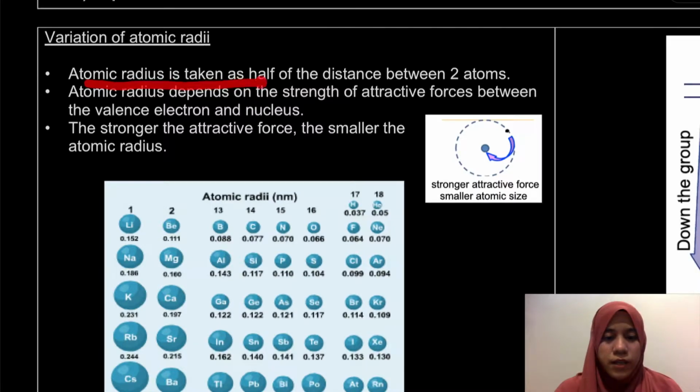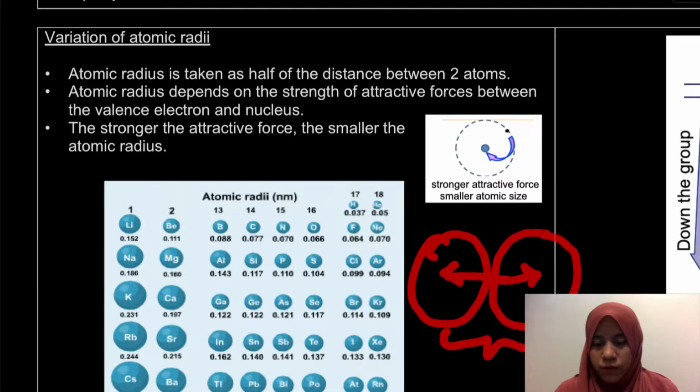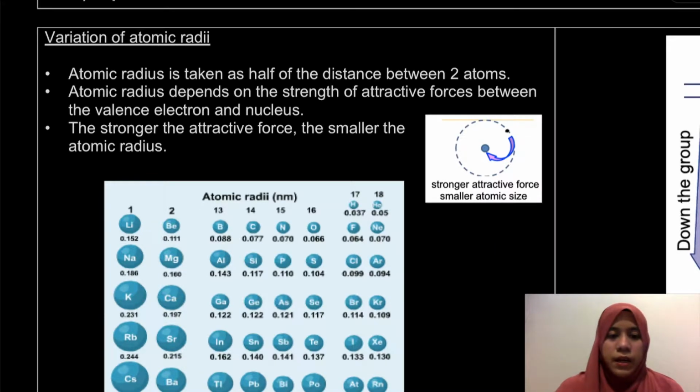Atomic radius is taken as half the distance between two atoms. So for example, if I have two atoms here, I'm going to take half of the distance between the two atoms. This is what we call the radius. And the atomic radius depends on the strength of attractive forces between the valence electron and the nucleus. The stronger the attractive force, the smaller the atomic radius.